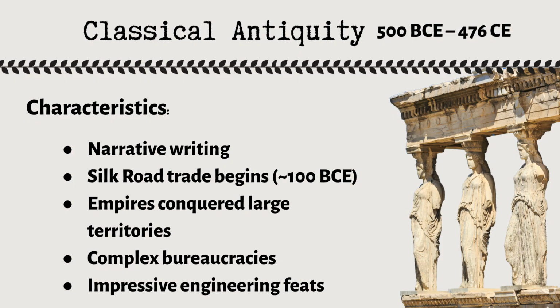Classical antiquity marks a period when large empires, long-distance trade, and written records expanded across Afro-Eurasia. Narrative writing became more common. The Silk Roads connected regions from Africa to East Asia, and powerful states relied on large militaries and complex bureaucracies. As you look at this period, focus on scale. Empires ruled diverse populations, moved goods and ideas across long distances, and developed political systems capable of governing huge territories.